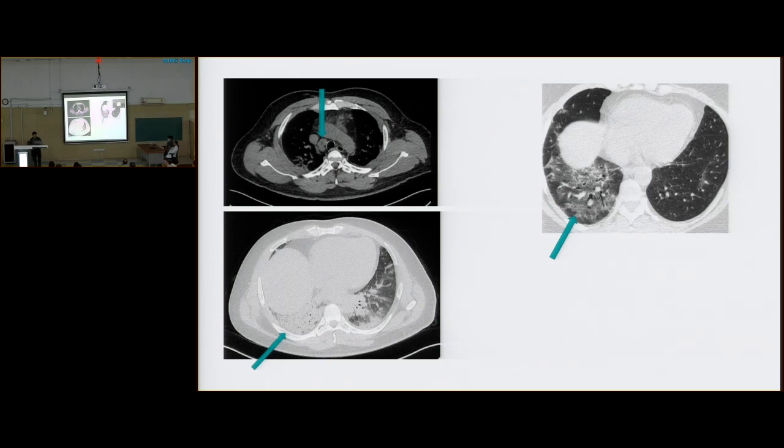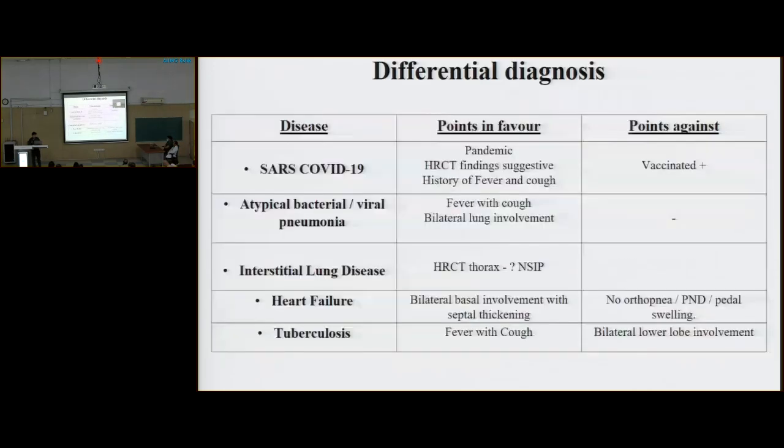So with that presentation in the emergency department and with the initial imaging, we kept our differentials as follows. The first differential was kept as SARS-CoV-2, keeping in mind that the time was of the third wave of COVID-19, along with the history of fever and cough and the HRCT findings that were suggestive of the same. The other differentials were an atypical bacterial and viral pneumonia, which could have presented as a similar picture. The other differentials still kept to be ruled out were heart failure, interstitial lung disease, and tuberculosis.